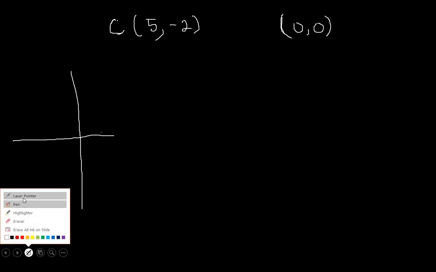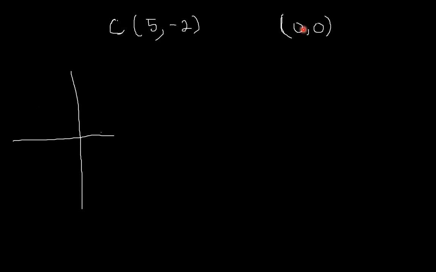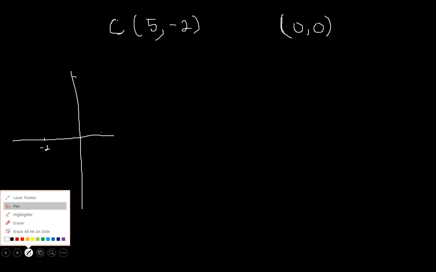So note the center isn't the origin. The center is 5, -2. It just passes through the origin. So this is what that circle might look like. So say this is -2. And this appears. What am I doing? Wrong coordinates.